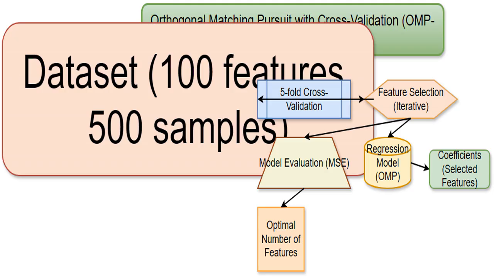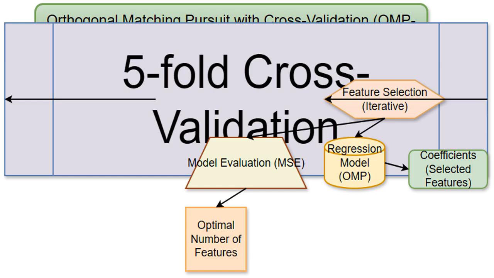I'm working with a dataset that has 100 different characteristics, features, and 500 individual data points, samples. To find the optimal number of features, I'll split my dataset into 5 equal parts. I'll train the model on 4 parts and test it on the remaining part. I'll repeat this 5 times, each time using a different part for testing. This gives me a robust and reliable performance estimate.